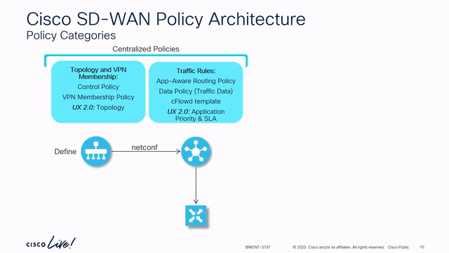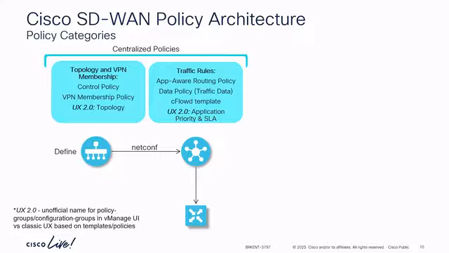Another question, who knows what UX 2.0 is? Perfect. UX 2.0 is basically the official name for policy groups and configuration groups. In an attempt to simplify the user experience, in the UI we call that part just topology. So they are all separated. VPN membership policies and centralized control policies are just in the settings topology.